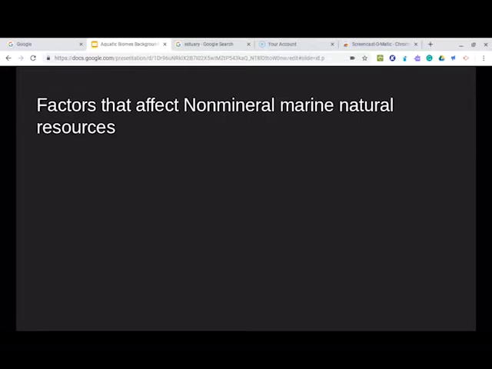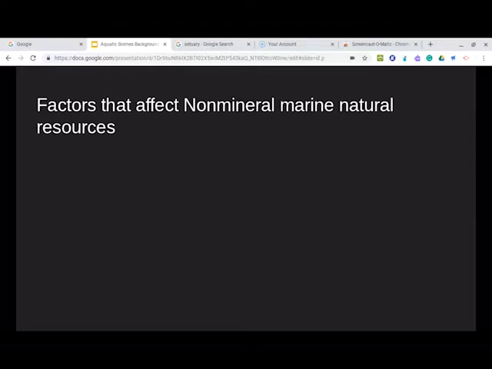Now, this headline here says factors that affect non-mineral marine natural resources. Typically, when we think of resources in the ocean, one might think of pharmaceuticals that coral reefs give off, or the energy we could gain from tidal power. But different types of fish are definitely a type of resource that we tap into every single day. So fish are a non-mineral marine natural resource that you need to be aware of.